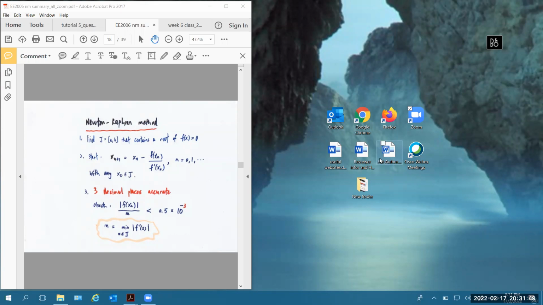So first we'll start with still solving nonlinear equations. But tonight we'll be looking at the second method, the one you are seeing here on the screen. It's called the Newton-Raphson method. So let's look at this Newton-Raphson method here. As you can see here, these are the steps of the Newton-Raphson method.